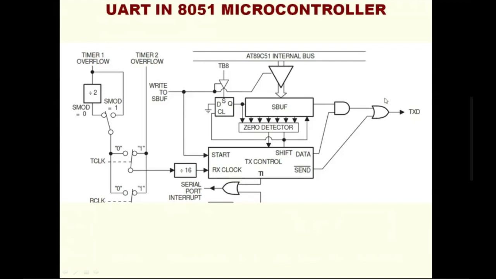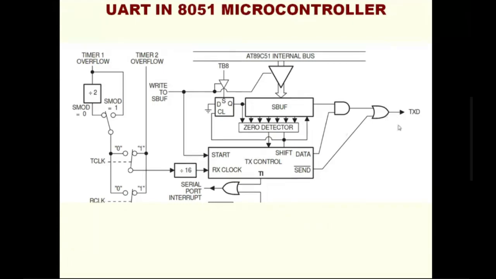As you see, this is the TXD pin, which is going out, which is P3.0. In the pin diagram, if you see, sorry, P3.1 is TXD and P3.0 is RXD. So P3.1 is TXD and P3.0 is RXD.